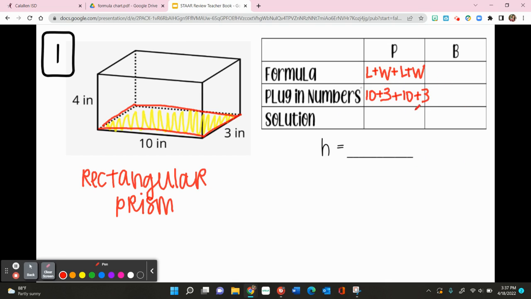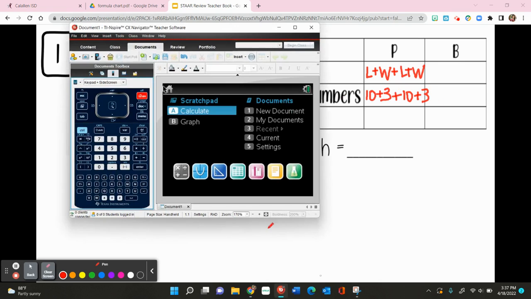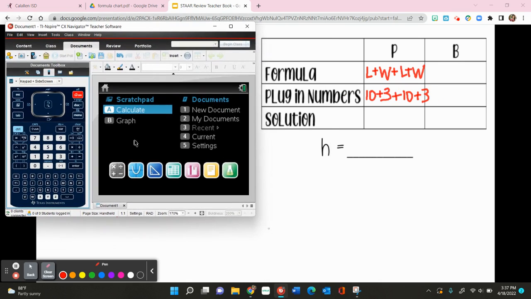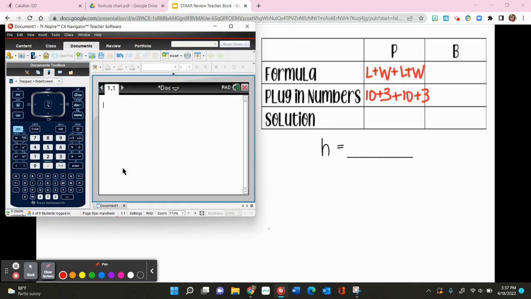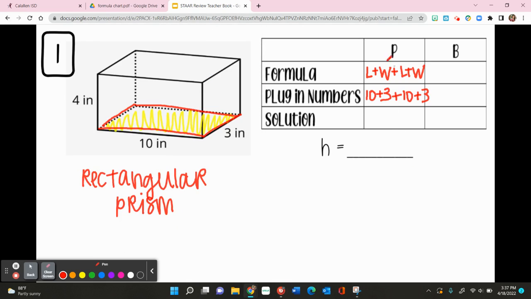So now we're going to go ahead and open up our calculators and find the solution for this. So opening up our calculators, we're going to open up a calculating window, and we're going to type 10 plus 3 plus 10 plus 3, and we get 26. So here, the solution for my perimeter is 26.